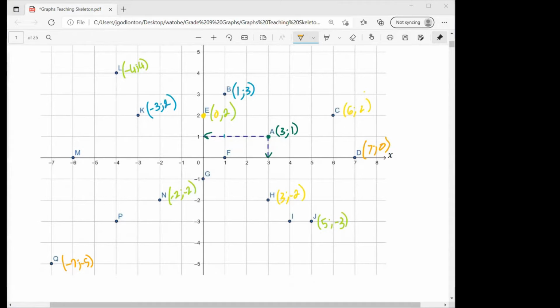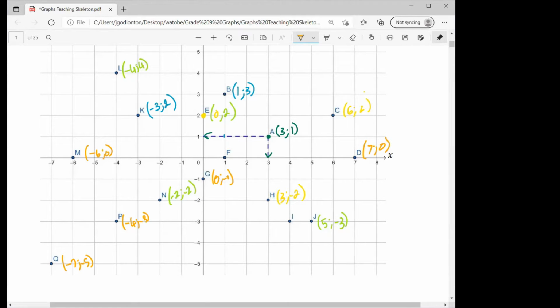It does get harder. Yeah. D, 7 and 0. Great. Nilwazi. G, 0, -1. Excellent. P, -4 and -3. Excellent. Have we got everything almost? M, -6 and 0. I think we have them all. Do we have them all? Am I missing any? F.